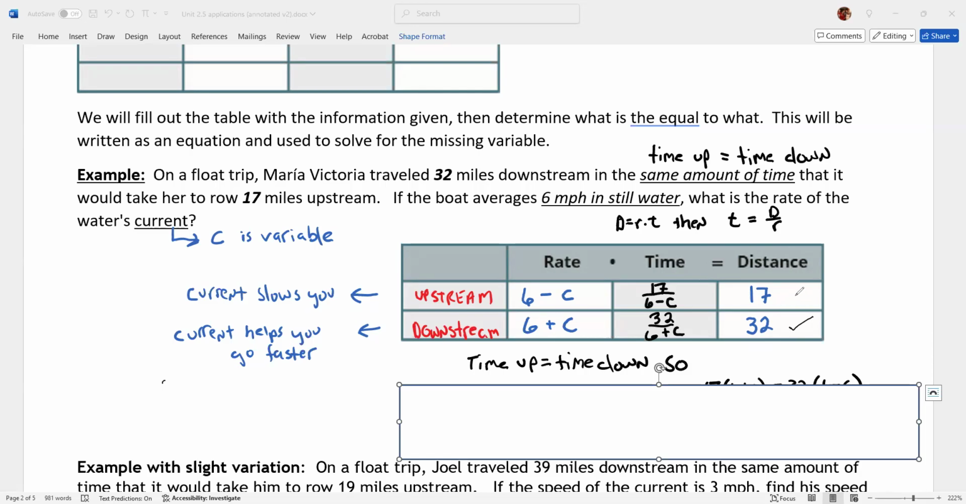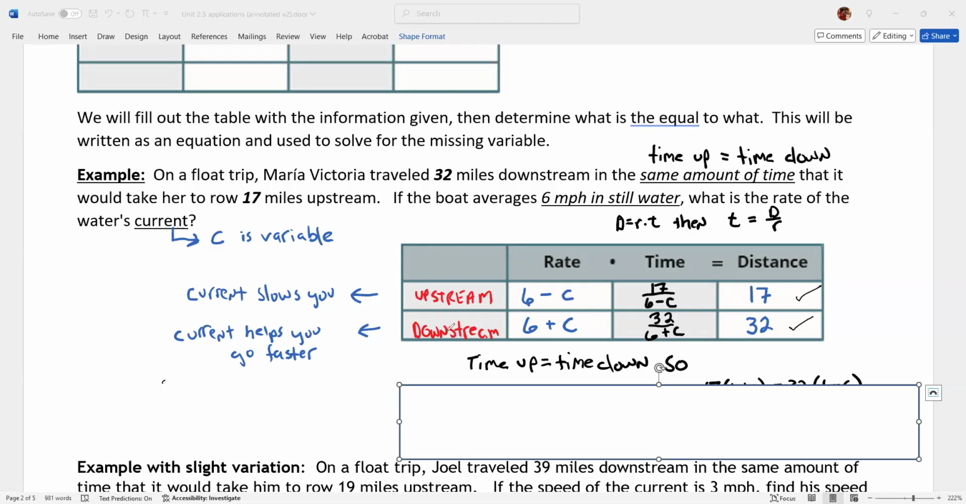So I know the distance here. So that'd be the next thing I put in. If the boat averages 6 miles per hour in still water, so I know the speed of the boat, I'm trying to figure out the current. So upstream, since the current works against me, it's going to be 6 miles per hour minus whatever the current is. That's what I don't know. That's what I'm trying to compute.